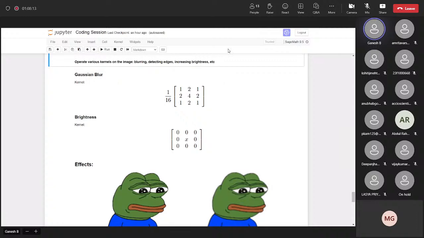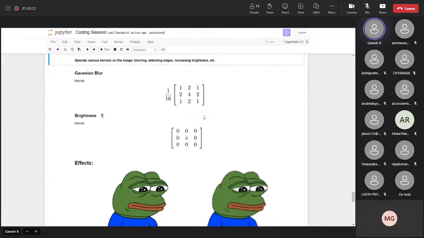Yeah, it might sound a bit vague now, but I would highly recommend you to go through and explore more on this. And brightness, it's very simple. You just multiply each pixel value by some amount x. So depending on what x is, it either brightens up your image or it brightens down your image.